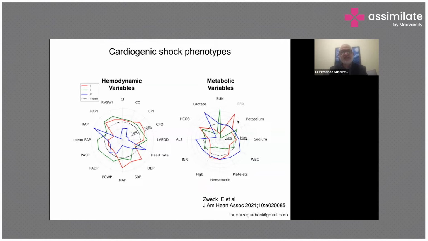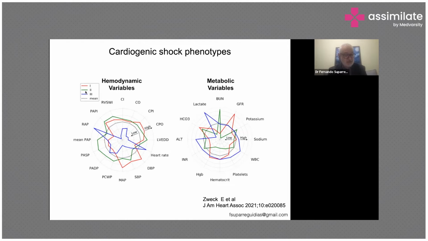When we see this stratification, considering the three types of hemodynamic and metabolic variables, in the red line we have patients with hypoperfusion. These patients probably correspond to type 3 of the Forrester classification, low cardiac output without high pressures, without elevated pulmonary occlusion pressure. These patients, for instance, could be hypovolemic.